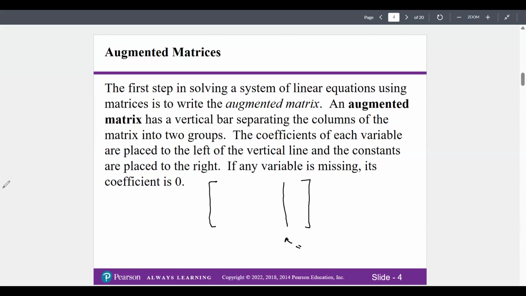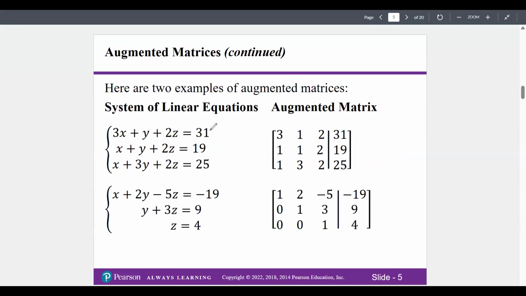So we'll give you a set of equations to show you what we're talking about here. If I have this system of equations, 3x plus y plus 2z equals 31, then how I'd write that is I would keep my coefficients. I keep my coefficients, so I got 3 here, there's that invisible 1, a 2, and that 31. So like I said, this vertical bar is representing the equal sign, but I just write the coefficients. So I write the 3, the 1, the 2, and the 31.